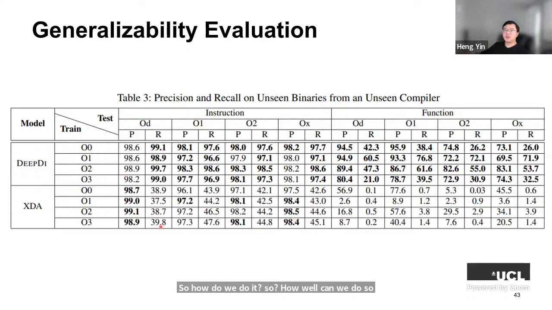So specifically, we compare DeepD with XDA. As we can see, the generalizability is much better. The accuracy at the instruction level and the function level is much better than XDA. Sometimes you can see XDA's accuracy is pretty low, only like, say, 0.4%, right? So it's really low.